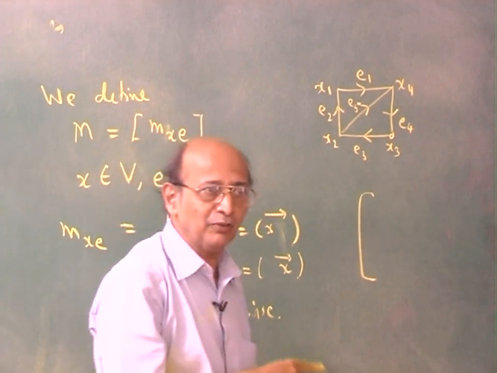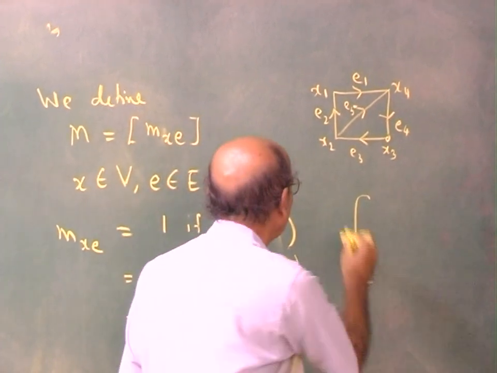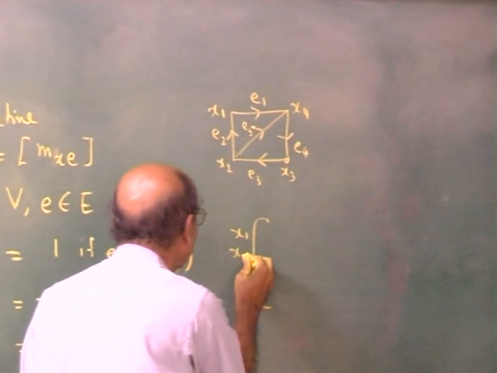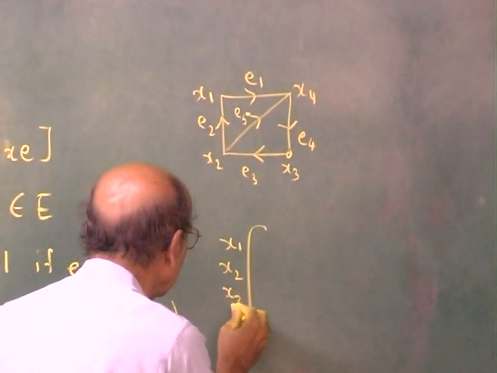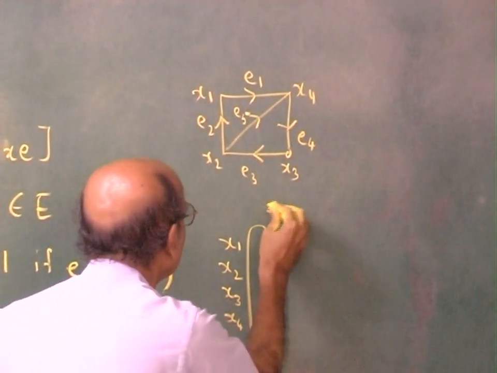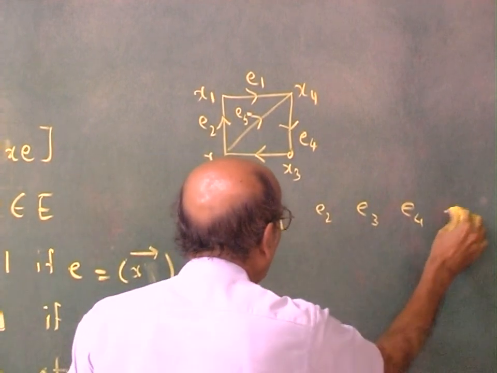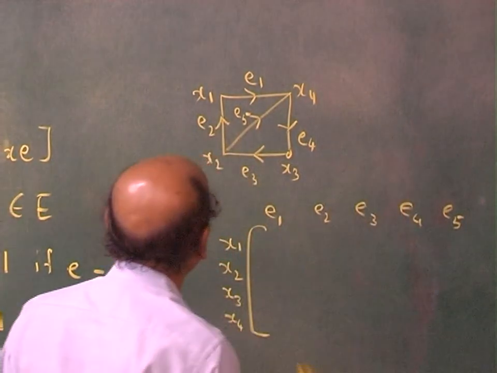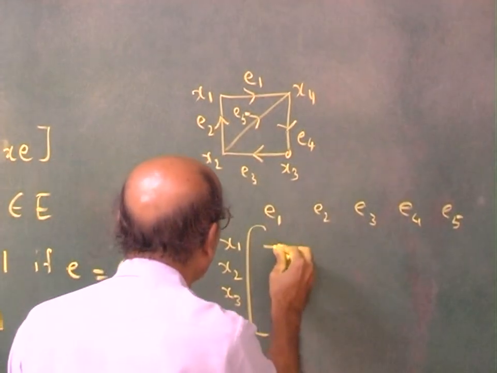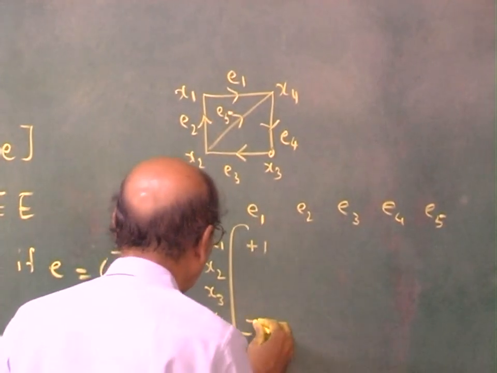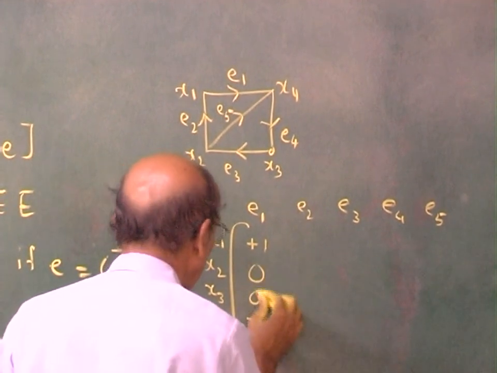E1 is the edge going from x1 to x4. So the rows are indexed by vertices, columns by edges, E1, E2, E3, E4, E5. E1 is going from x1 to x4, therefore I put a plus 1 here, I put a minus 1 here, put zeros there. Is that clear?